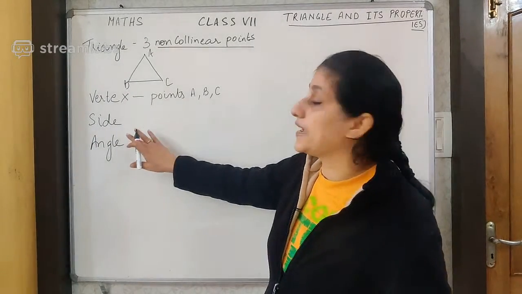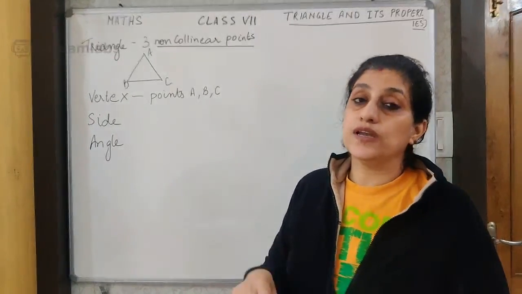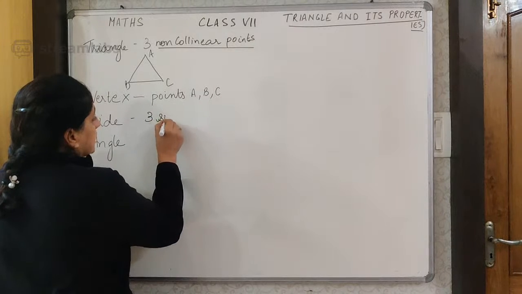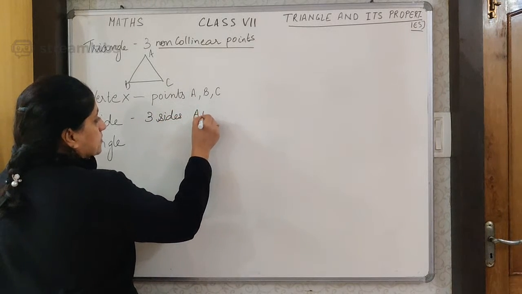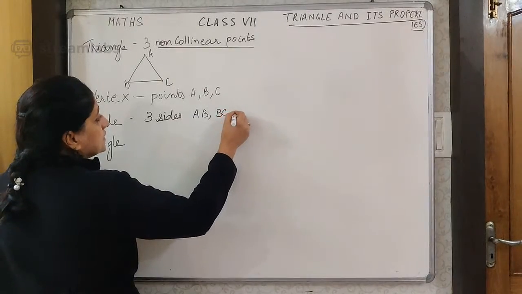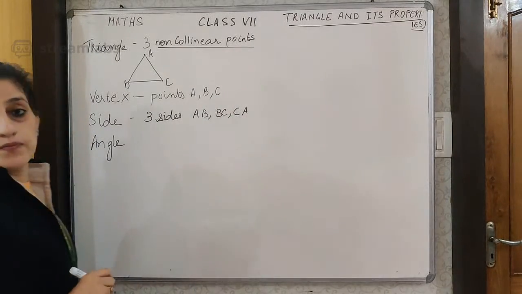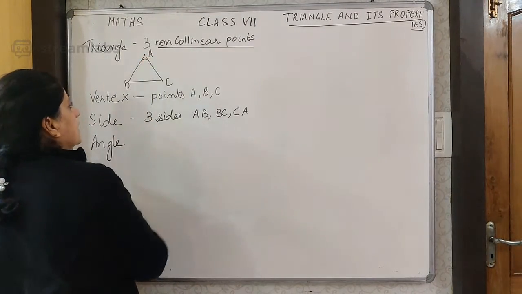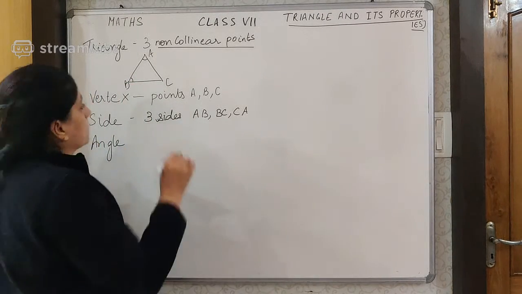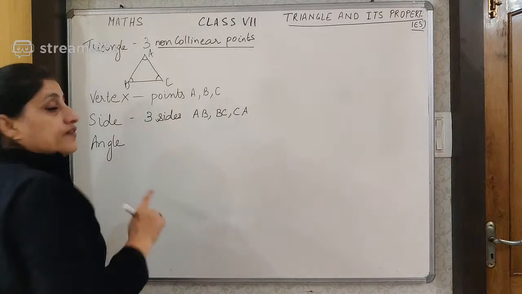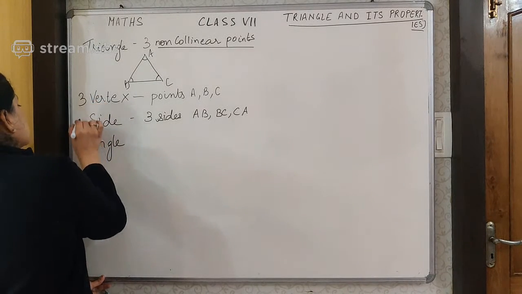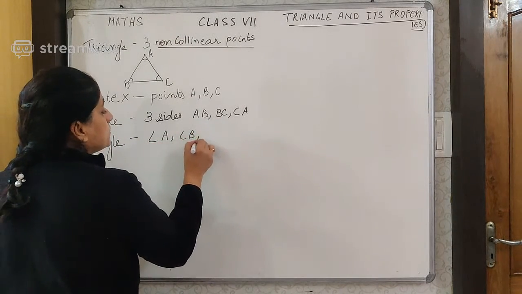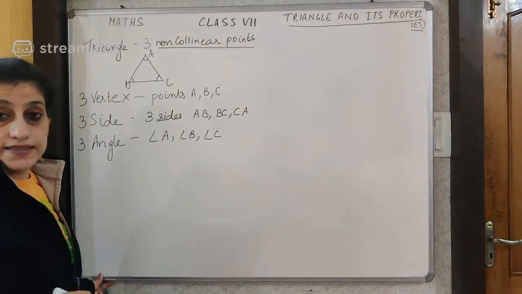Then sides. It's a triangle. It will have 3 sides. And the 3 sides which are here, which we can name, are the side AB, the side BC and the side CA. And then coming to the angles, there are 3 angles. You can see here 1, 2 and 3. So if I talk of a triangle, we have 3 vertex, 3 sides, 3 angles, and the angles are angle A, angle B and angle C in this.